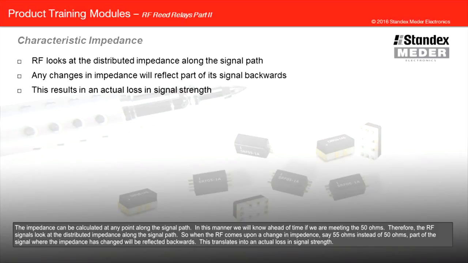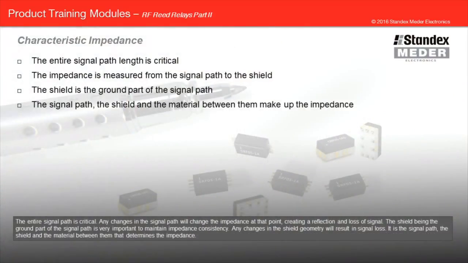Therefore, the RF signals look at the distributed impedance along the signal path. So when the RF comes upon a change in impedance, say 55 ohms instead of 50 ohms, part of the signal where the impedance has changed will be reflected backwards. This translates into an actual loss in signal strength. The entire signal path is critical. Any changes in the signal path will change the impedance at that point, creating a reflection and loss of signal.